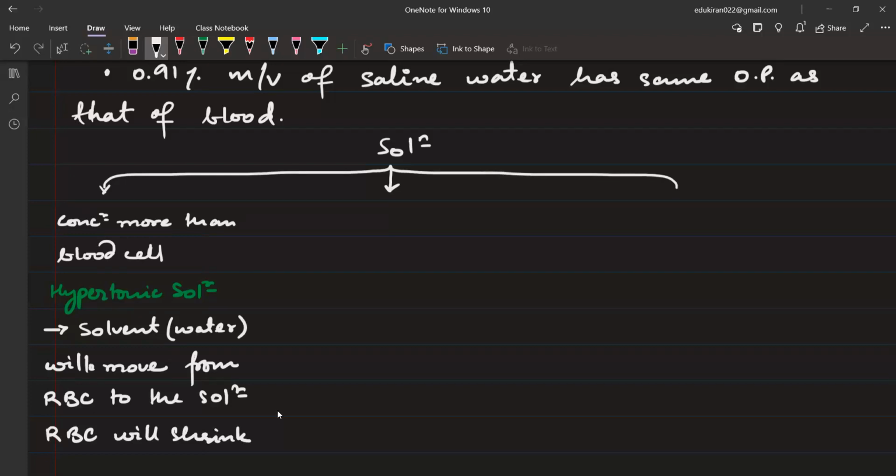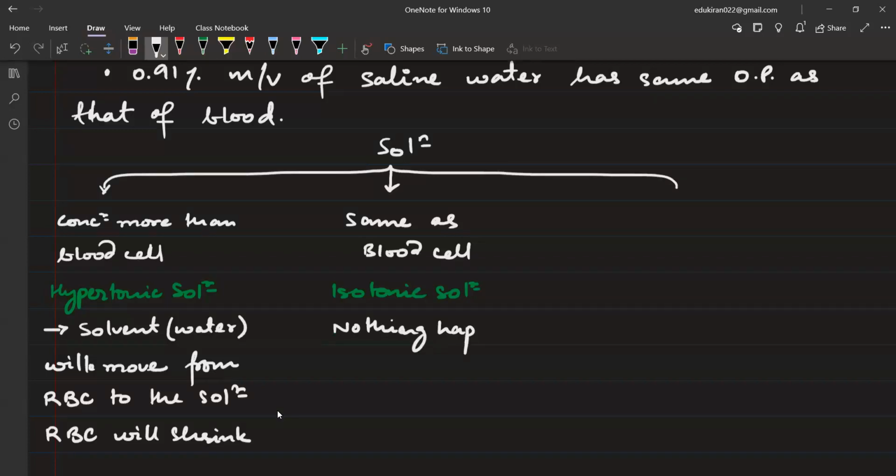Now, next point, please write. If the concentration is same as blood cell, then this type of solution is known as isotonic. So what happens here? Nothing happens. RBC remains the same.